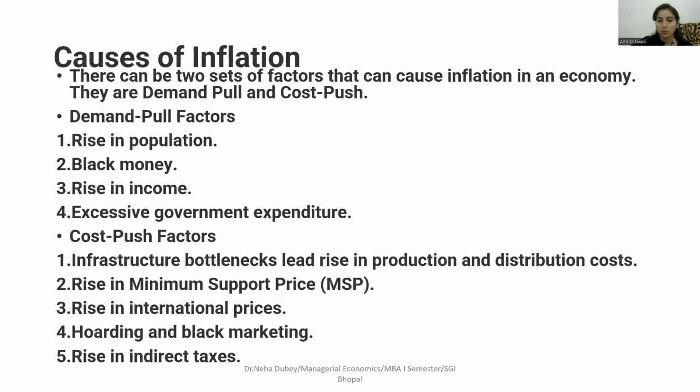infrastructure bottlenecks, which lead to a rise in production and distribution costs. Infrastructure problems may create an increase in the production and distribution cost. Rise in the minimum support price: the minimum support price of any industry or commodity, if it is increased, then definitely the price can be high. Rise in international prices, hoarding and black marketing.